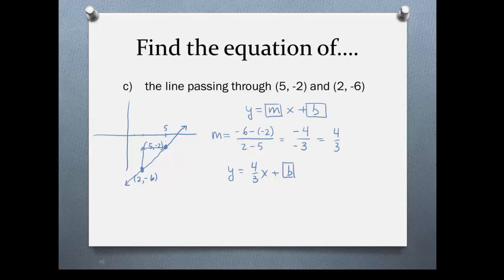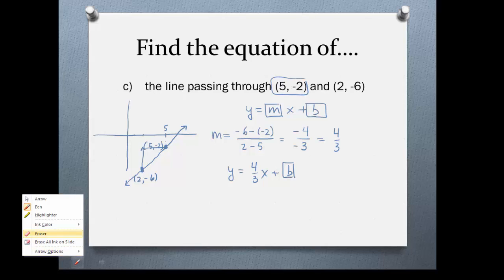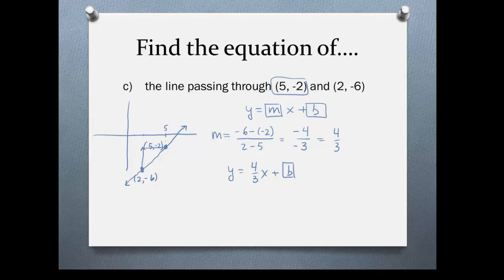You take one of these points, and it doesn't matter which one. So I'll just take this one right here, and I put it in for the x and the y. So the y value for this particular point up here is negative 2. The 4/3 is there. The x value for that same point is 5 plus b. And then I should be able to solve that for b. This is negative 2 equals, if I multiply these, that's 20 over 3 plus b. And so b is negative 2 minus 20/3.